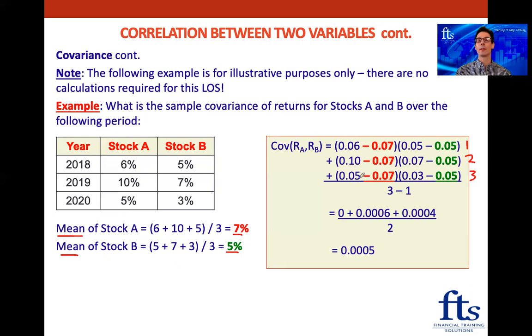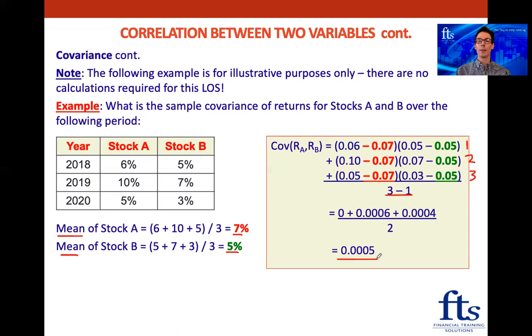Remember the deal, we add up all of these deviations. I've added up the deviations there, and then we divide by the number of observations, the number of years that we have. We've got 3 years there, less 1, and that's going to be our covariance. We can see it's a positive number.